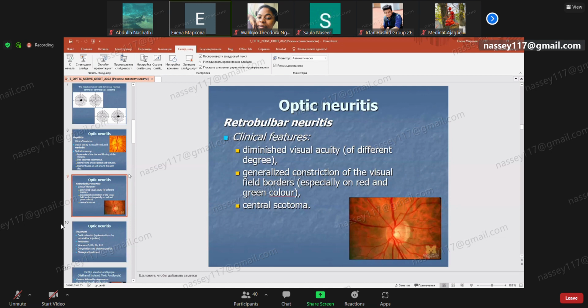Papillitis should be differentiated from papilledema and pseudoneuritis. The next kind of inflammation of the optic nerve disc is retrobulbar neuritis. What does retrobulbar neuritis mean? It is an inflammation of the optic nerve situated behind the eyeball. It is characterized by a normal optic nerve head and retinal nerve fiber layers. This is the most common type in adults and is frequently associated with demyelinization.